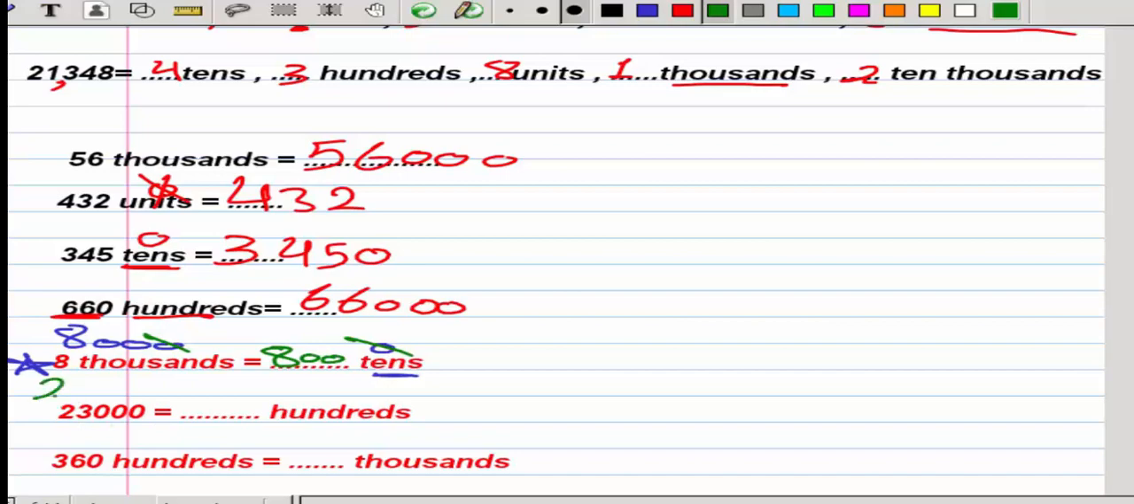The next here we have 23,000. 23 and 3 zeros from the right side. Here, opposite, he said hundreds. 23,000 equals space hundreds. We can cancel 2 zeros together and write the remainder here. So it will be 230 hundreds.